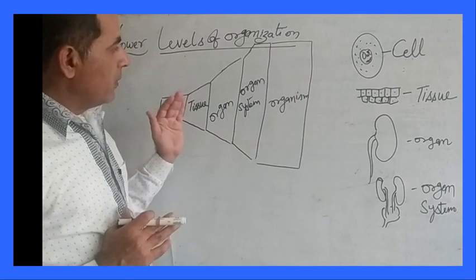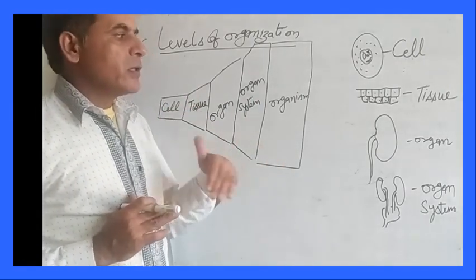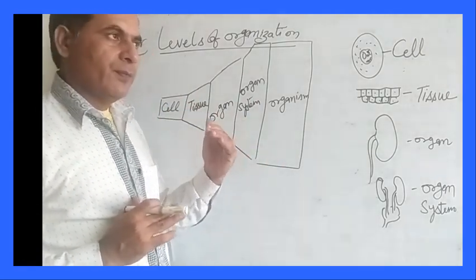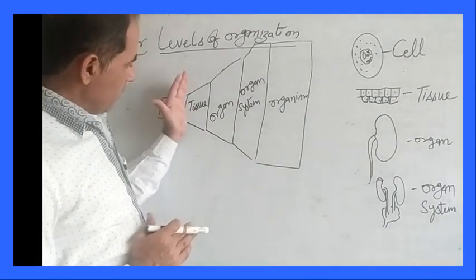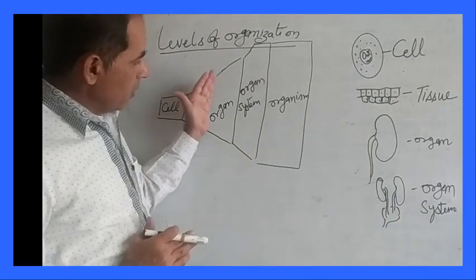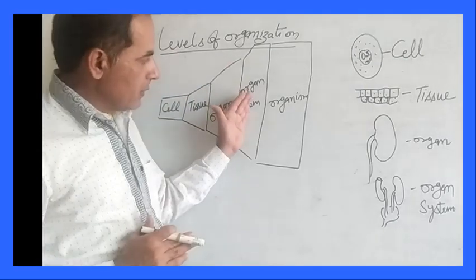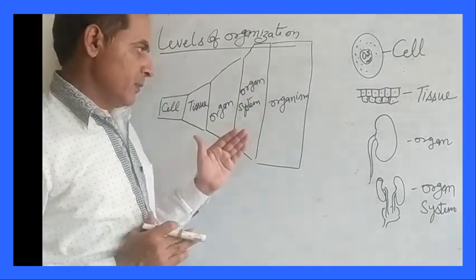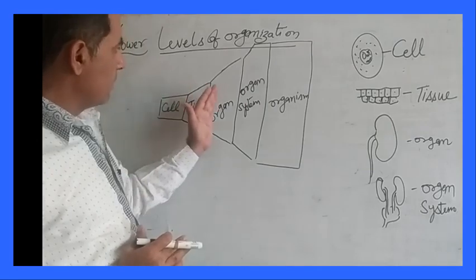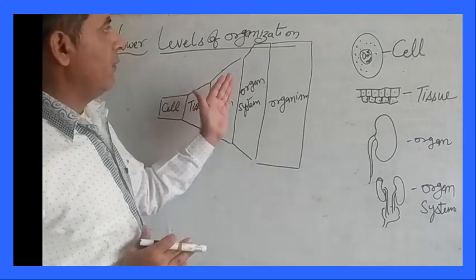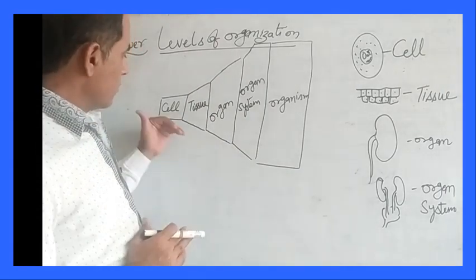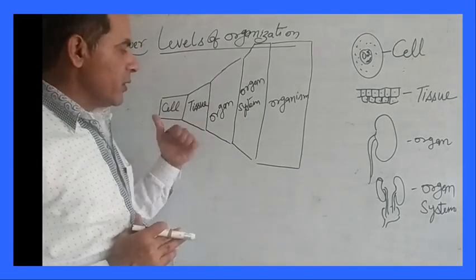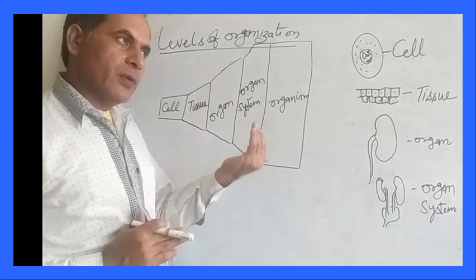In some animals or some plants which are of higher level, they have different kinds of organization: tissue level, organ level, organ system level, and finally organism. These are the levels of organization at lower level. So cell is the lowest. Tissue is the second stage of lower level of organization.